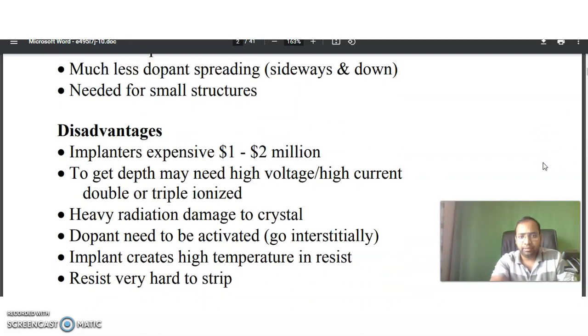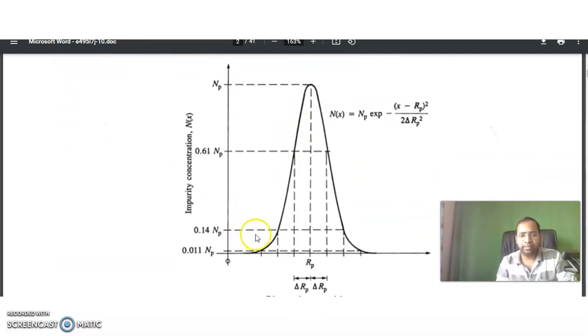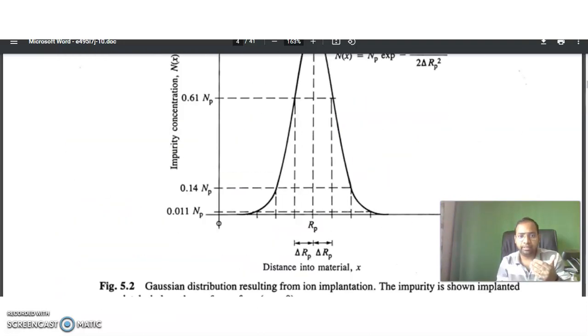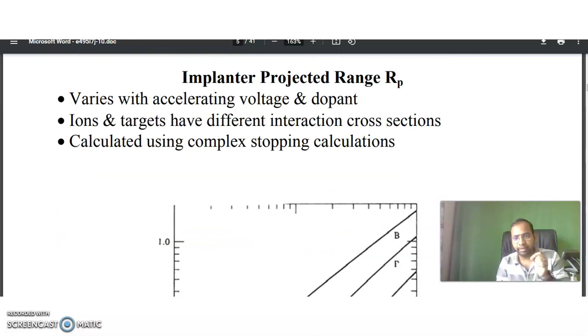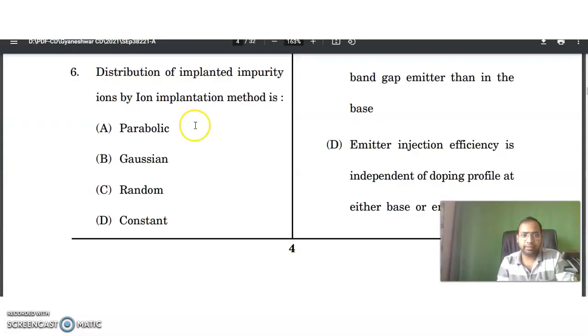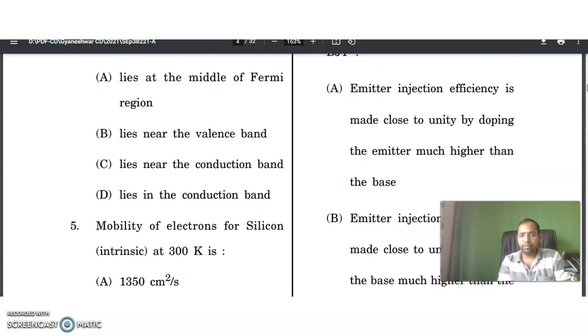And if you are doping with the help of ion implantation, then the profile will look like this. It is in the Gaussian curve format. And the supporting equations and each and everything are there in this PDF. So please download this PDF and then prepare all these expressions. That means make a note of all these expressions in your notes. Okay, fine. So now coming to this question, the answer can be taken as Gaussian. Option B is the correct answer. Okay. And while coming to the next question, have a look here.